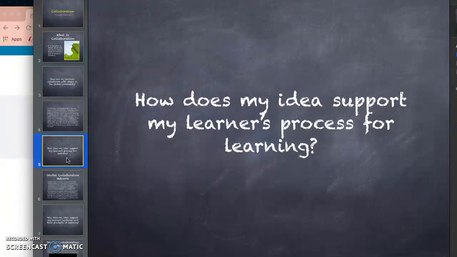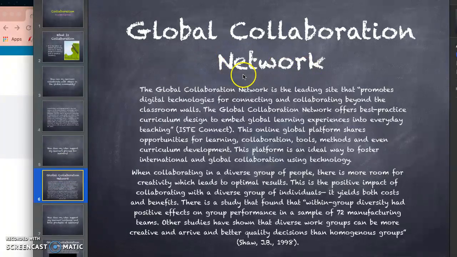How does my idea support my learner's process for learning? Well, the Global Collaboration Network is the leading site that promotes digital technologies for connecting and collaborating beyond the classroom walls. The Global Collaboration Network offers best practice curriculum designed to embed global learning experiences into everyday teaching. This online global platform shares opportunities for learning, collaboration, tools, methods, and even curriculum development. This platform is an ideal way to foster international and global collaboration using technology.